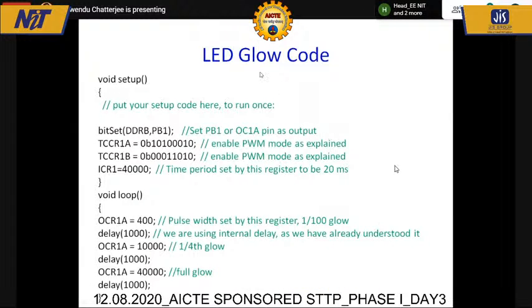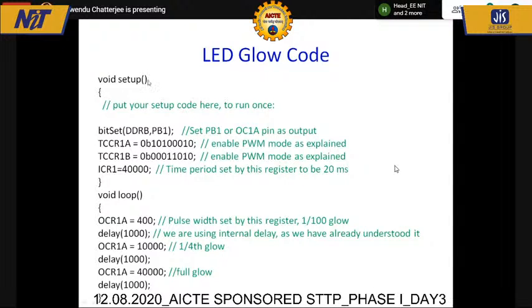Okay. Now let us go to an LED glow code. Remember that yesterday we set the timer delay, and the LED glow was between 0 and full glow. The LED glowed full and 0 in a timely manner. But now what we will do, we will adjust the glow of the LED with the help of this PWM. Let us understand this code.